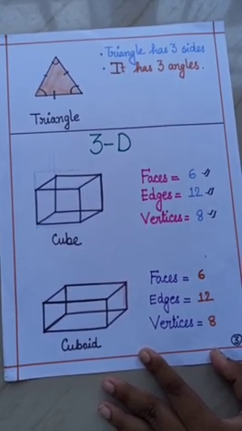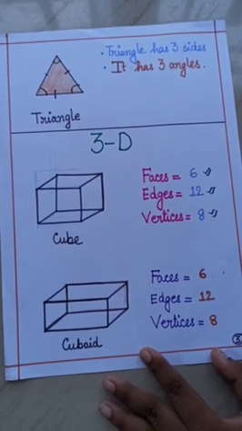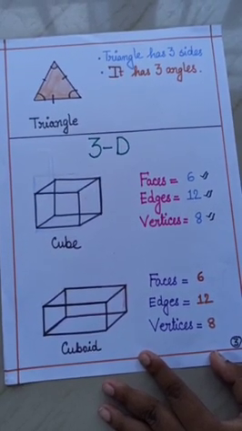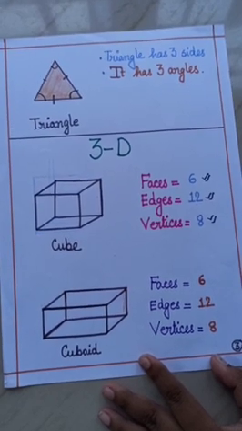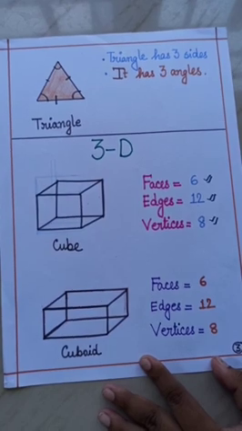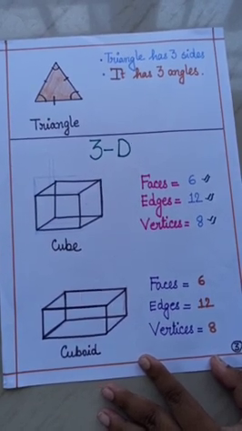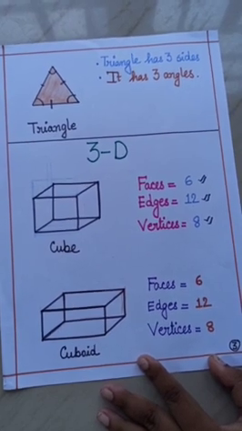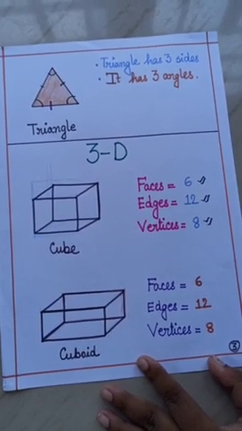So in real life where can we see a cube? You know, you play Ludo, right? The dice of the Ludo is a cube. And many times you have played Rubik's Cube. So that Rubik's Cube is also a cube. Now I will show you one cube.